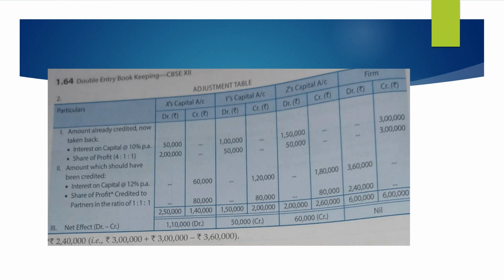Share of profit in the ratio 1:1:1, we get 80,000, 80,000, 80,000, because adding 6 lakhs and subtracting 3 lakh 60,000 we get 2 lakh 40,000. Now we will check the debit and the credit sides of each capital. For X's capital, 2 lakh 50,000 and 1 lakh 40,000; subtracting these we get 1 lakh 10,000 on the debit side. Y's capital, subtracting, we get 50,000 on the credit side, and Z's capital we get 60,000 on the credit side. So that will be the journal. The journal entry for that sum will be X's capital account debited to Y's capital and Z's capital, 1 lakh 10,000, and 50,000 and 60,000 respectively.